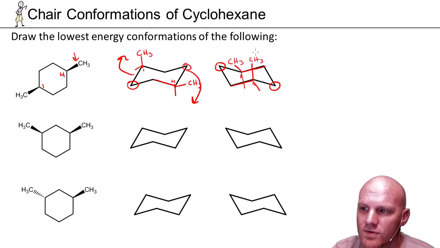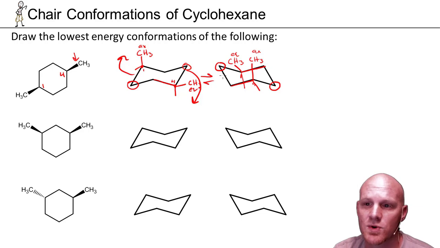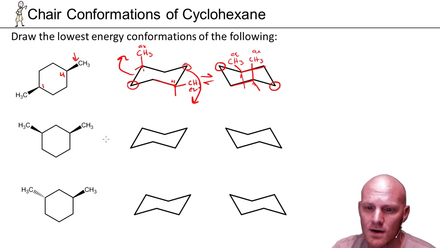And so we've now got one axial, one equatorial in this chair, and we've got one equatorial, one axial in this one. Being that they're both methyl groups, these are perfectly equivalent. They're going to be in solution 50-50. There's no difference in energy between the two. One methyl axial, one methyl equatorial, same difference. Now let's go to the next one.